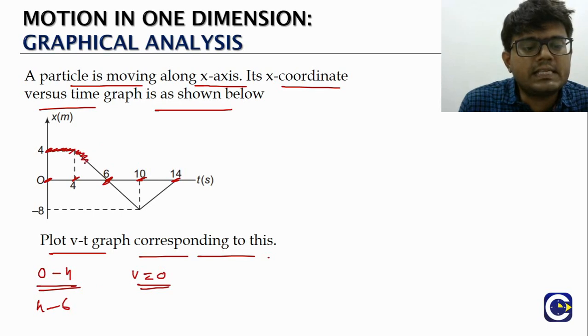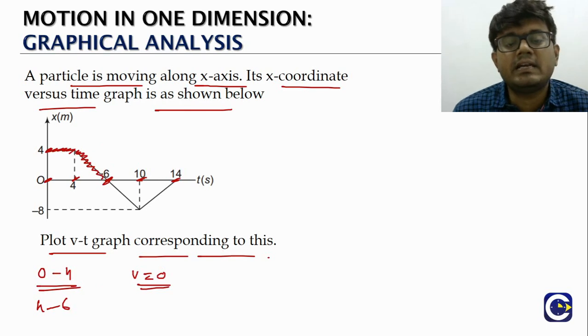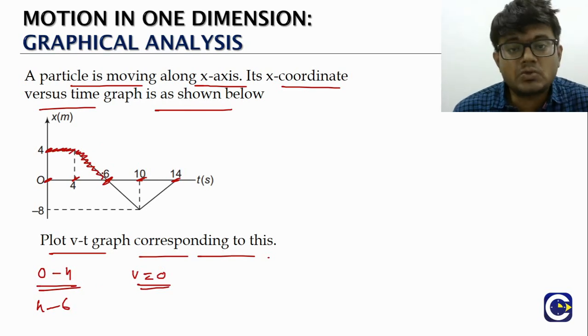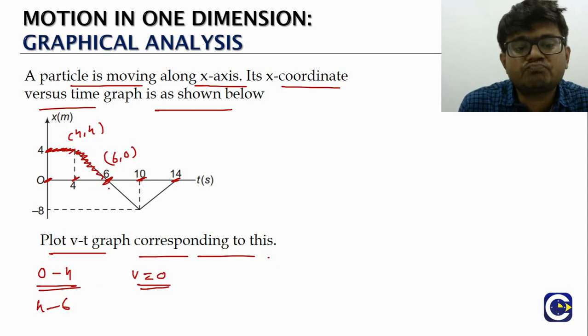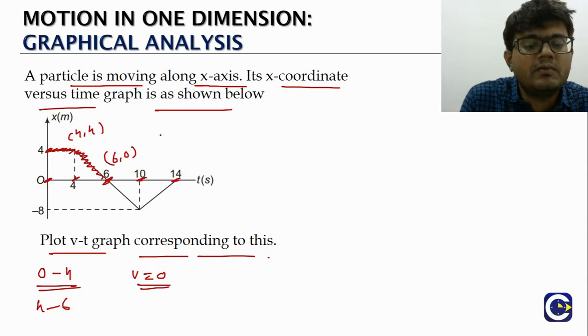Then from 4 to 6, this is the part. It is a straight line with a negative slope. The slope of that line will be what? The velocity rate. So what will be the slope of the line? Look at this. This point is 4, 4. And what is this point? 6, 0. Okay, so what is the slope?